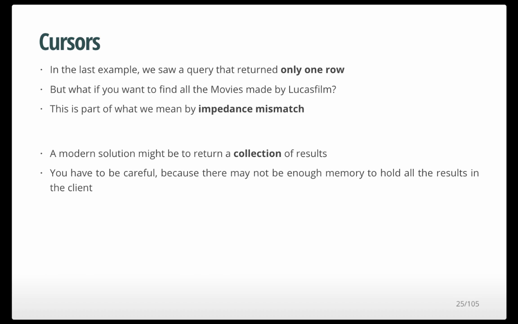If we were to solve this problem today, we might be tempted, for example, to return a collection of results. And I'm using collection here as in Java util collection. So I'm thinking in terms of a list of records or a set of records, something like that. Okay, that actually is a pretty seductive idea. It makes the code so much easier because that list is just a Java object.